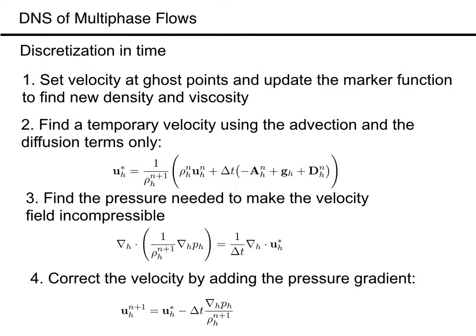We start by setting the velocity at the ghost points and finding the density at the new step using the simple and temporary advection diffusion equation approach just described. Then we find the predicted velocity. We then solve the pressure equation, and once we have the pressure, we can correct the new velocity field. Once we have the new velocity field, we are ready to take the next time step.